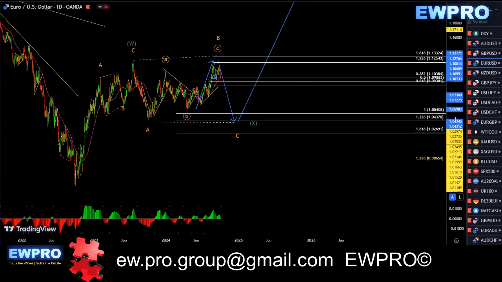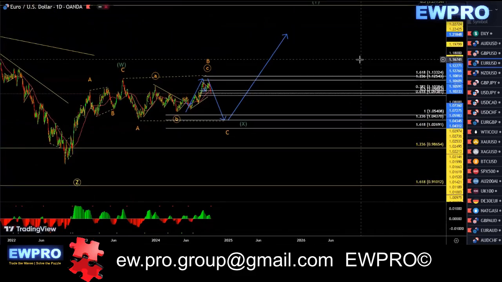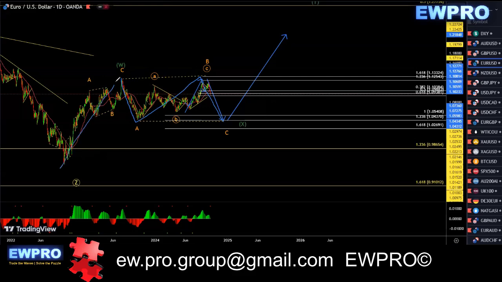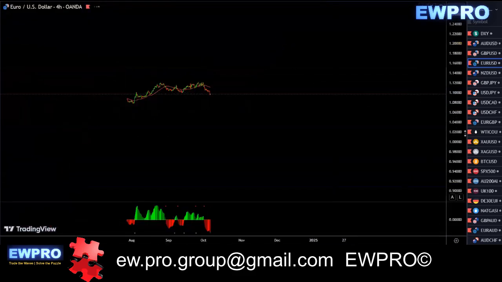EU, I've had this pattern in here, this arrow and this arrow and this arrow here, ever since we got this low in here. So again, in here, I'm looking for an A, B, C before we get like an A, B, C. So again, I'm looking for downside at this stage.